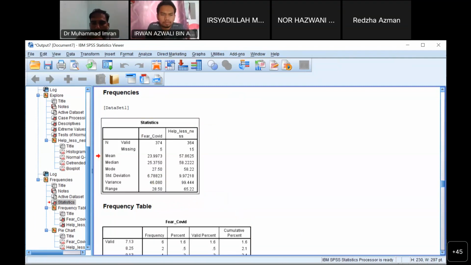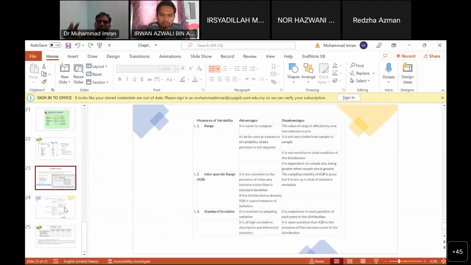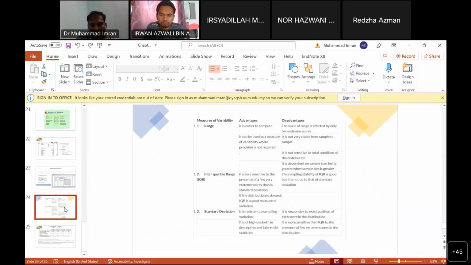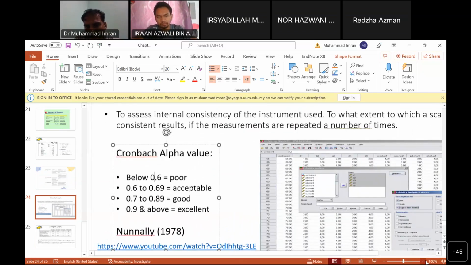Now, the last topic of today's lecture is reliability. We already covered it in the last lecture, by the way. Range: advantage and disadvantage you can read. Now the reliability. Here, Cronbach alpha criteria. We are using Cronbach alpha criteria. Newly 1997, the value should be 0.7 to 0.8, and 0.9 is more excellent. You can consider it here in reliability analysis.